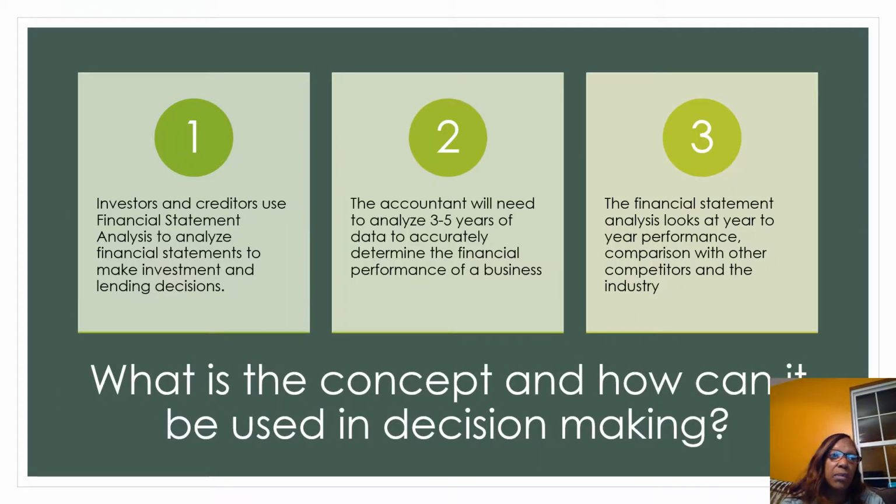What is the concept and how can it be used in decision making? First, investors and creditors use the financial statement analysis to analyze financial statements to make investment and lending decisions. Next, the accountant would need to analyze 3 to 5 years of data to accurately determine the financial performance of a business. And 3, the financial statement analysis looks at year-to-year performance. It makes the comparison with other competitors and then the industry.